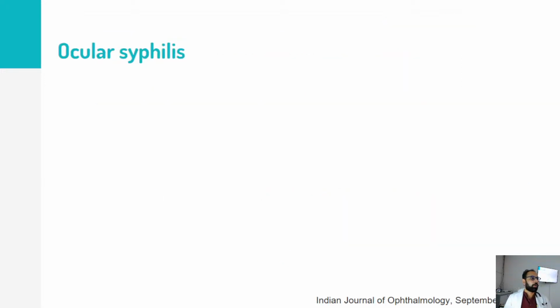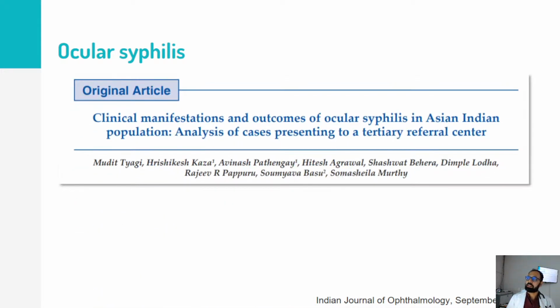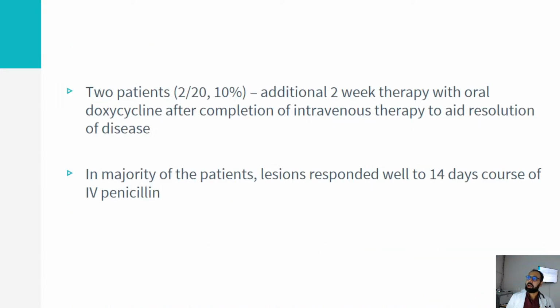Now, our next concern was ocular syphilis. The patient had ocular syphilis, and we were concerned about vision loss in this patient because an untreated ocular syphilis can result in permanent visual loss. This study from South India has analyzed the clinical manifestations and outcomes of ocular syphilis, where they included 20 patients. 19 of them received crystalline penicillin, and 2 patients received an additional course of doxycycline for 2 weeks. This study noted that in the majority of patients, the lesions of ocular syphilis responded well to a 14 day course of IV penicillin.